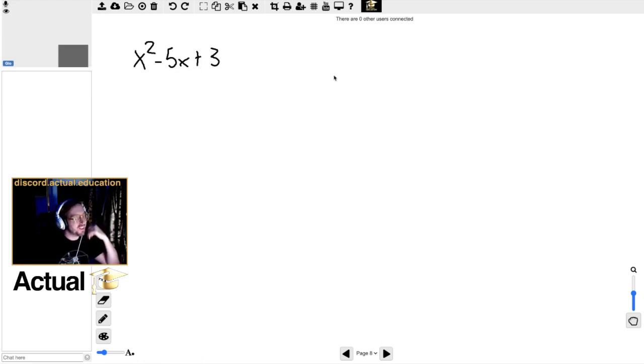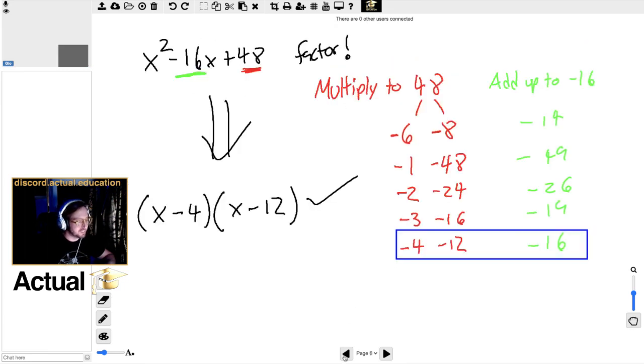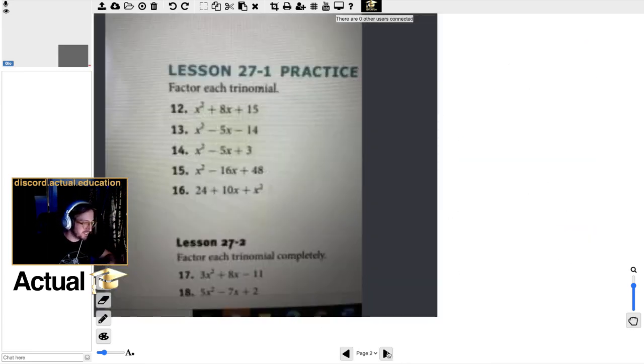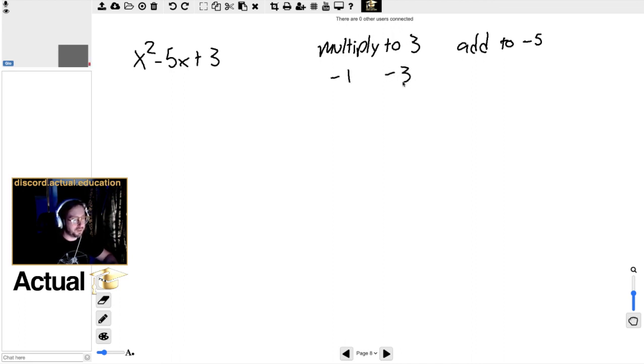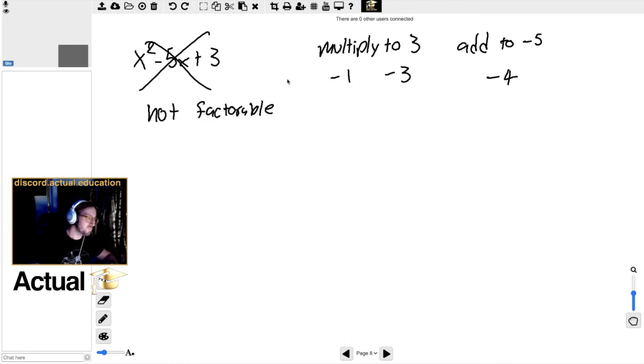You need things to multiply to 3 and add up to -5. The only things that multiply to 3 and are negative are -1 and -3. But that only adds up to -4. So this is one where we say this is not factorable. If you go through all the factors and none of them add up to what it needs to be, then you can't factor it.